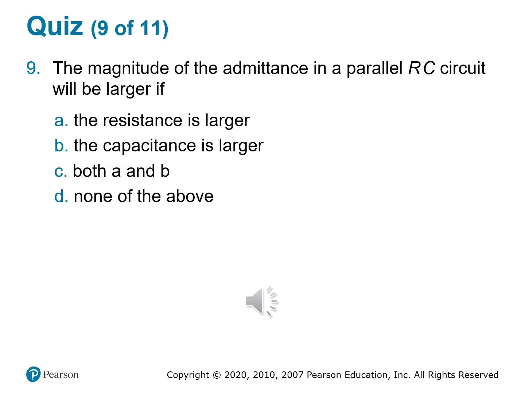Question number 9. The magnitude of the admittance in a parallel RC circuit will be larger if what? A, the resistance is larger. B, the capacitance is larger. C, both A and B. Or D, none of the above. Go ahead and pause the video now. Thank you for returning. And the correct answer is B. The capacitance is larger.